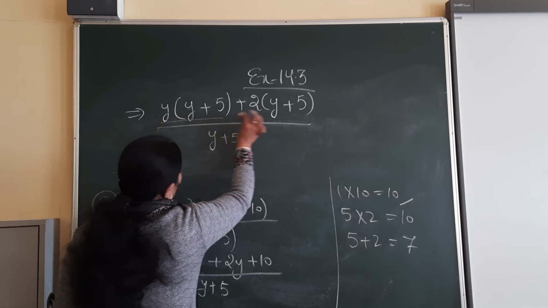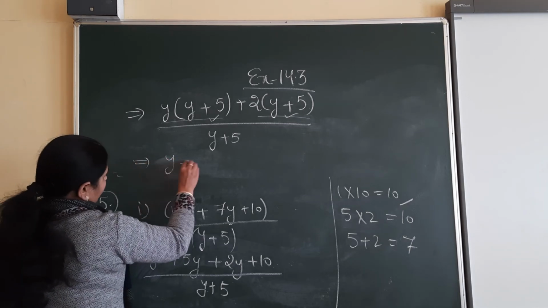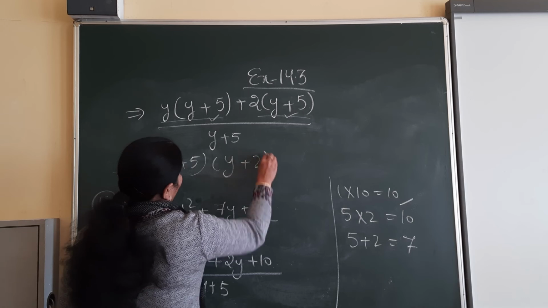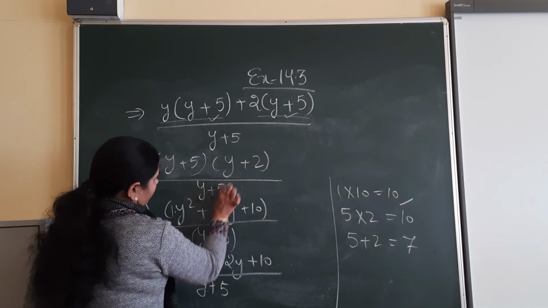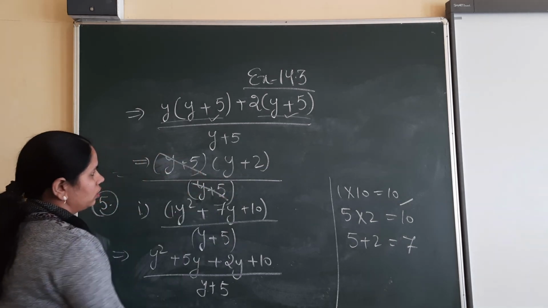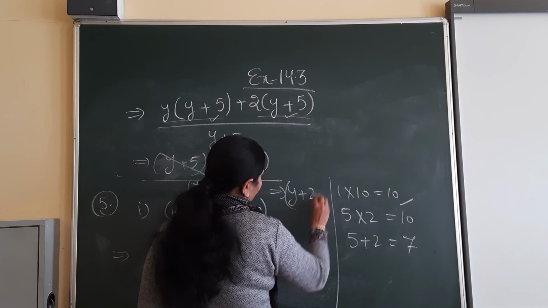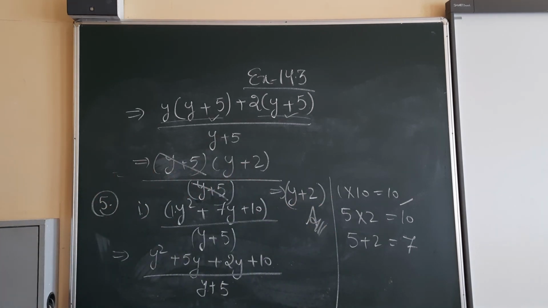Now we are seeing that from these two terms, this bracket is common. So write y plus 5 once. From here y is remaining and here plus 2. Now divided by y plus 5. This bracket is cancelled out. Now what is remaining? y plus 2. So y plus 2 is the division of the given two expressions. This way you can divide all the questions here.